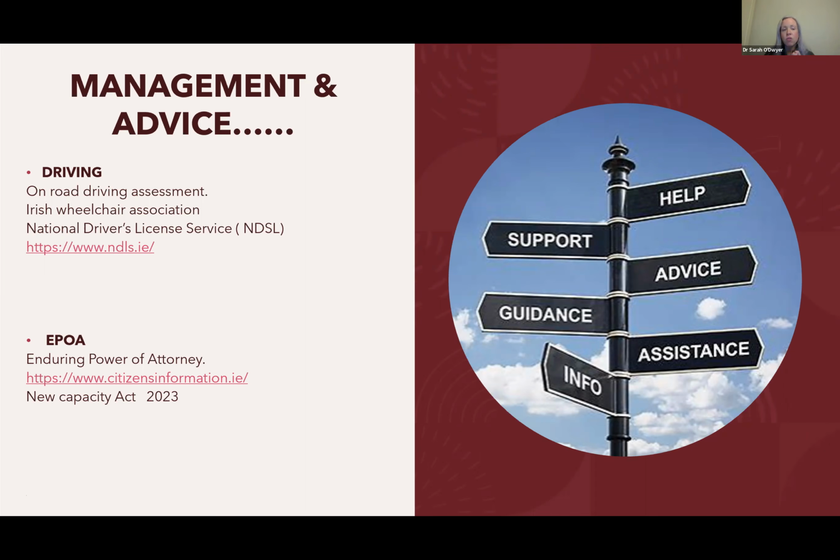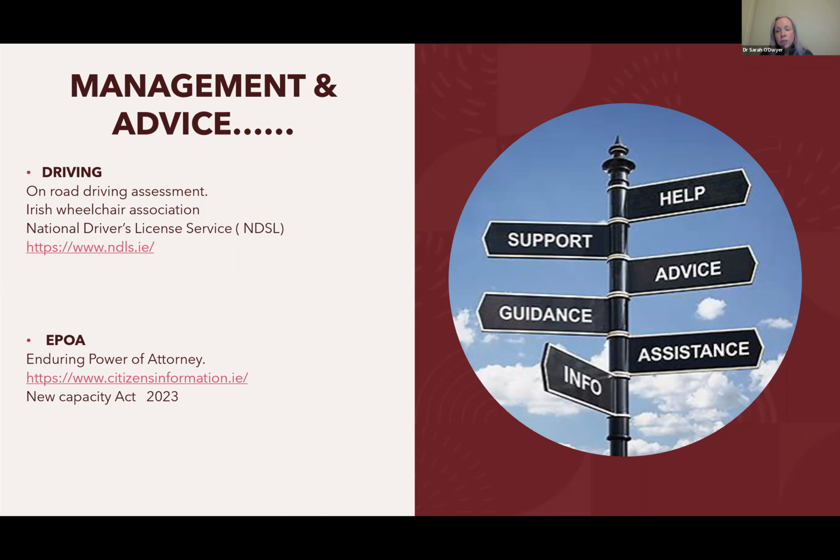So when you have an on-road driving assessment, it may be the case that you're told it's safe to drive. It might be the case that there's certain conditions put on your driving. They may say you can only drive within your locality, or that you should not drive at night, or you might be told, look, it actually isn't safe to drive. It's also important that you tell your insurance company, and the National Driver's License Service provides a lot of information to help people navigate this whole process.